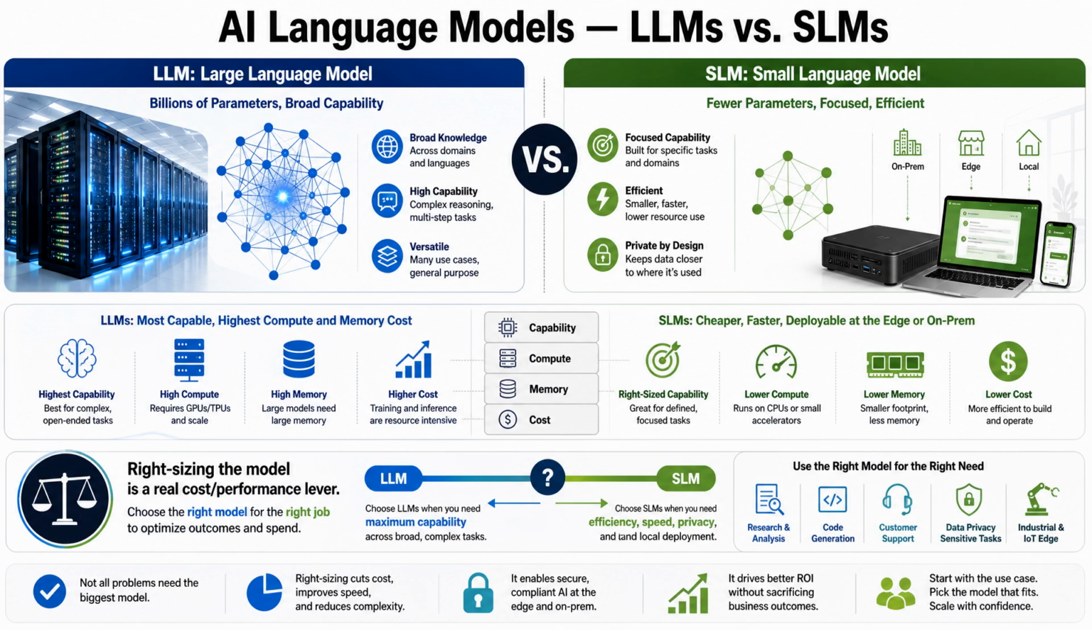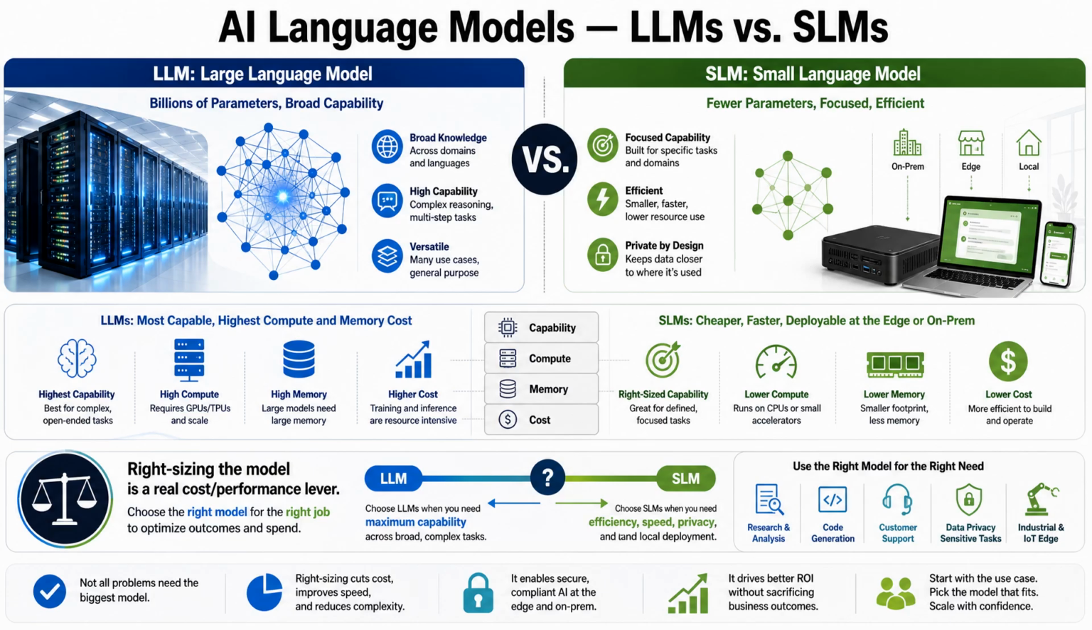Highest capability, yes, but also the highest compute and memory cost. It wants GPUs at scale. On the right, the SLM, the small language model, fewer parameters, focused, efficient. Its strengths read differently: built for specific tasks, efficient enough to run on CPUs or modest accelerators, and private by design because it keeps data close to where it's used. And look where it lives: on-prem, edge, even a local device. Lower compute, lower memory, lower cost.